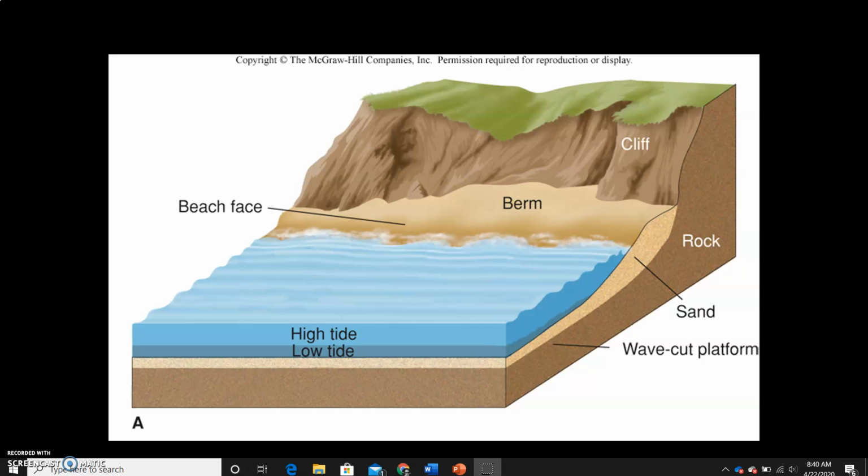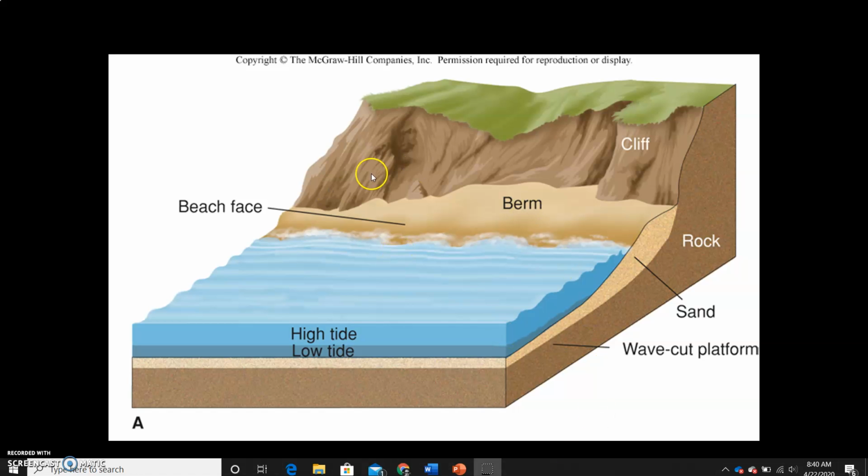Hi, physical geology students. I believe we left off on this slide. We were talking about coastal processes and erosion that occurs along the coast. Here's a block diagram showing you several features.